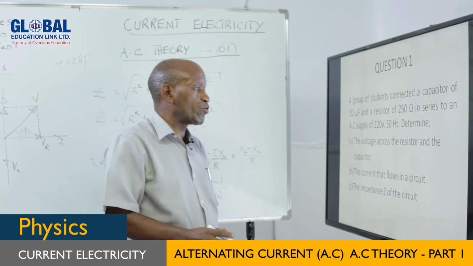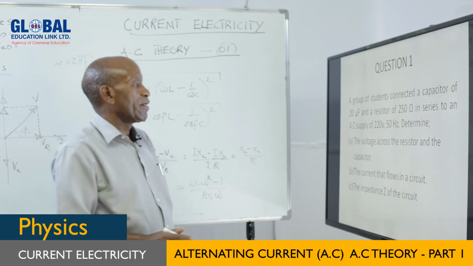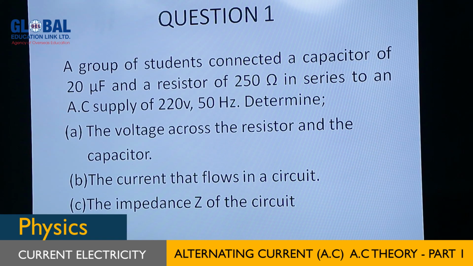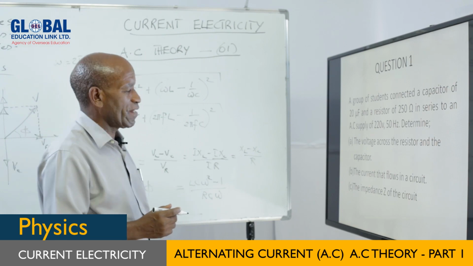Okay, students, let's go to question number 1. The question goes like this. A group of students connected a capacitor of 20 microfarad and a resistor of 250 ohms in series to an AC supply of 220 volts and 50 hertz. Determine A, the voltage across the resistor and the capacitor, B, the current that flows in the circuit, and C, the impedance Z of the circuit. These are the three questions.